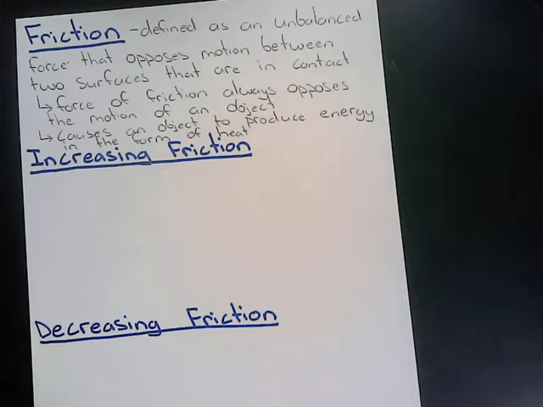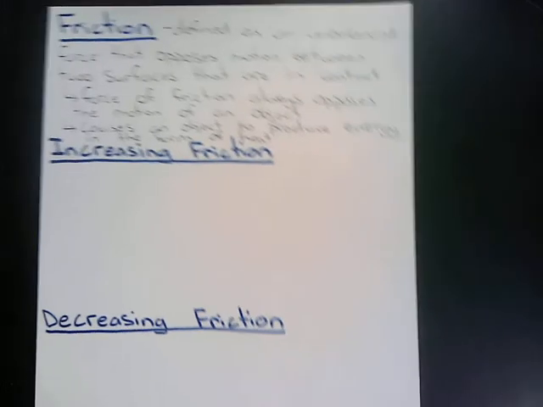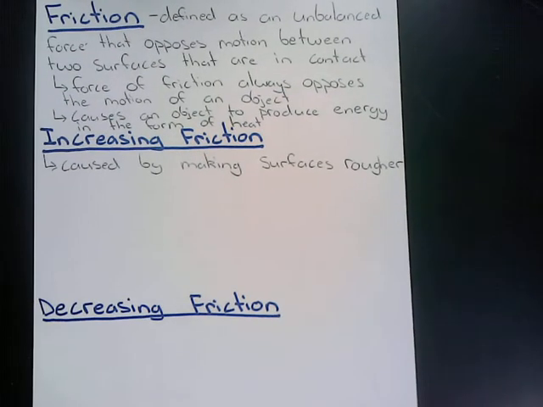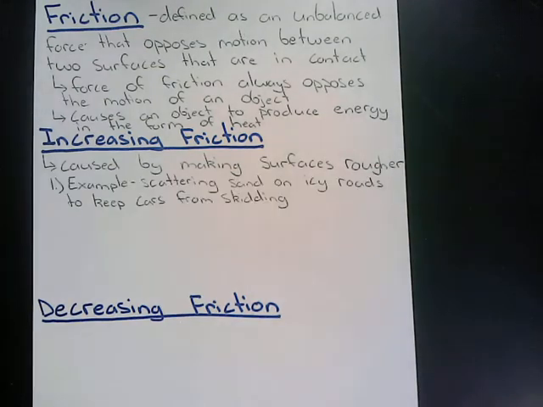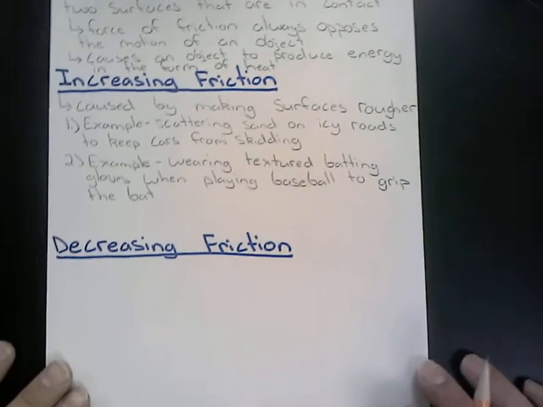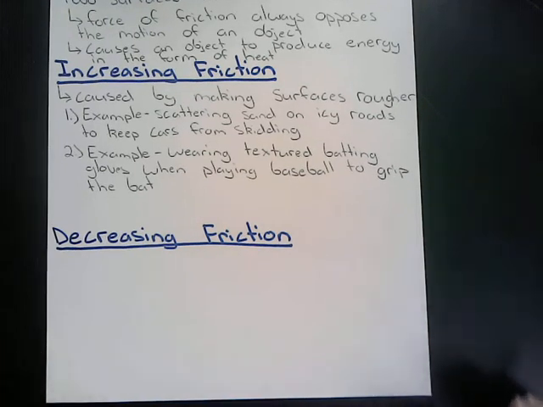Increasing friction is caused by making surfaces rougher. So I have 3 examples of increasing friction and their function. The first example is scattering sand or salt on icy roads to keep cars from skidding. Another example is wearing textured batting gloves when playing baseball to make it easier to grip the bat. So now we can move over to decreasing friction, and this is caused by making surfaces smoother or more slippery.